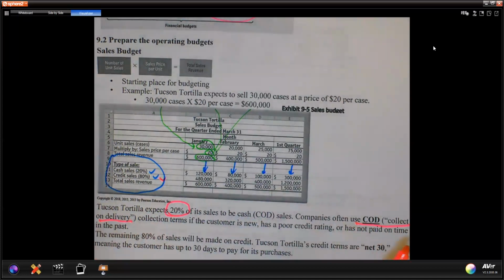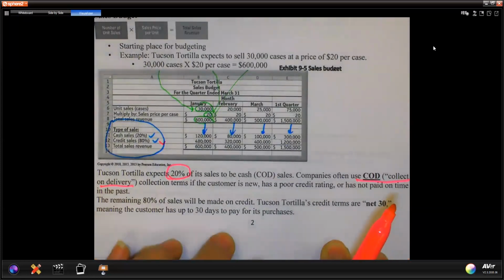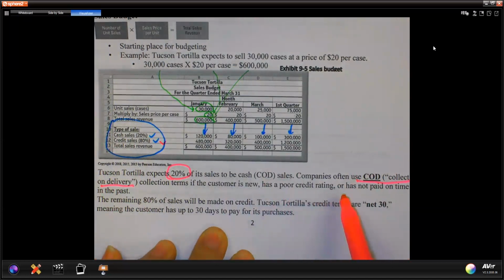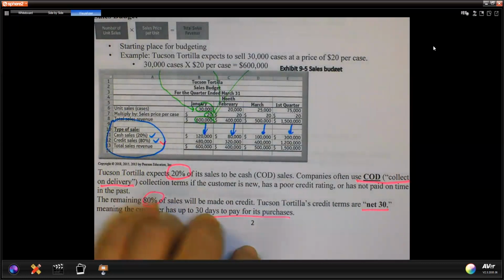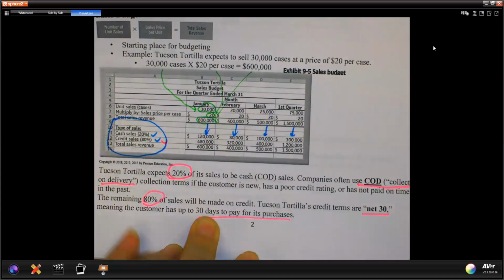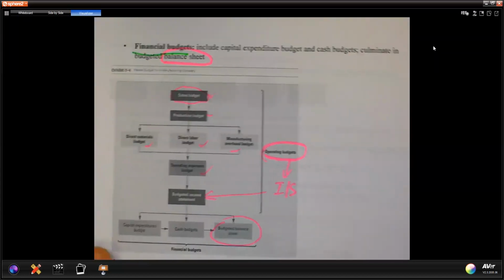Just to read one more time, the 20%, we call it collect on delivery, which means it's the cash collection from new clients or those with a poor credit rating who haven't paid on time in the past, bad history. The other 80%, we call it net 30, so they have to pay the net within 30 days. Okay, we will go back to this part when we talk about our cash budget later. But this is our first one.